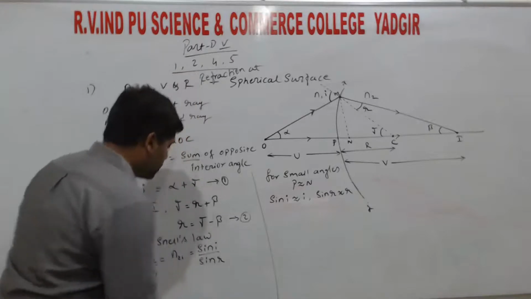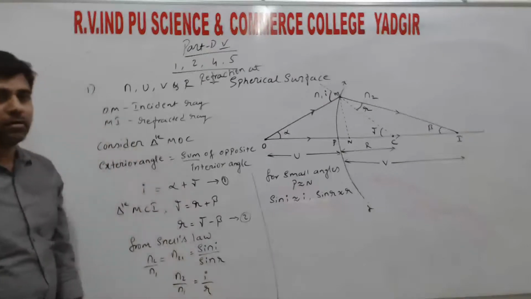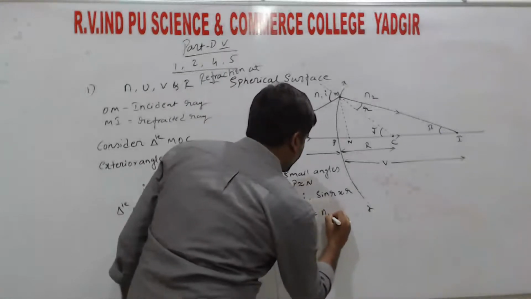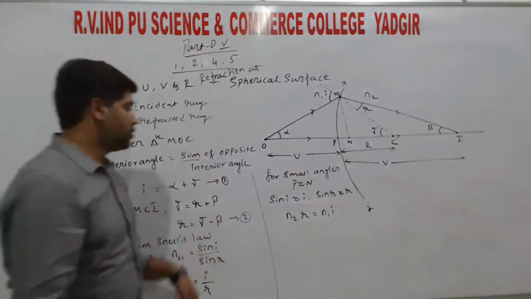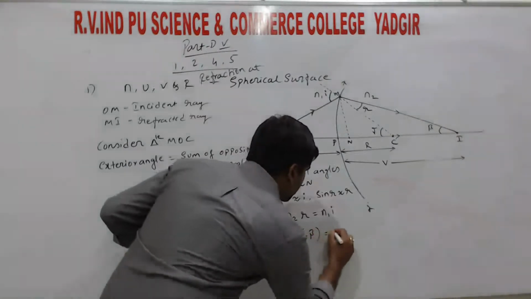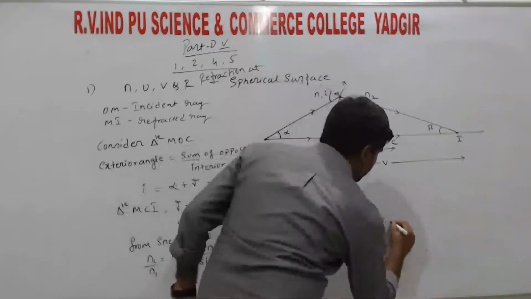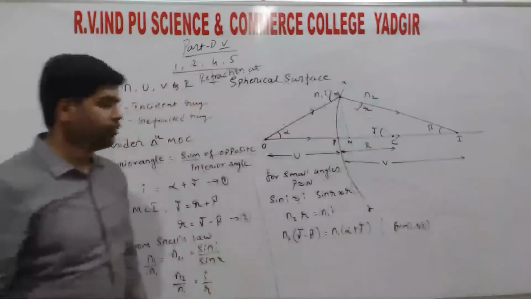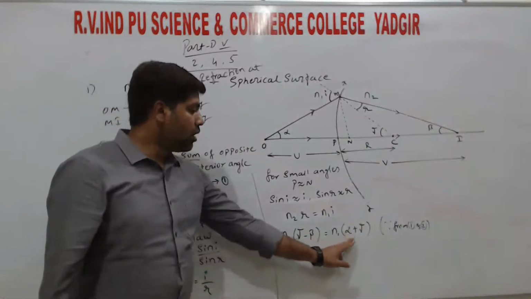So Snell's law becomes n2 by n1 equals I divided by R. Cross multiplying, n2 R equals n1 I. So we have the values of R and I. Substituting here, n2 into gamma minus beta equals n1 into alpha plus gamma, right? This is from equations 1 and 2. Now we need the values of gamma, beta and alpha, right?